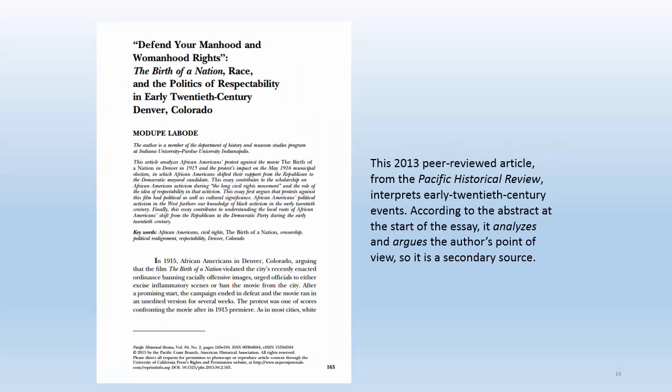Another peer-reviewed article here opens with an abstract in which the author summarizes her analysis and argument in this essay about events in 1916. Clearly, the author here is interpreting in 2013 events that occurred almost a century in the past, so this article, which relies on a mix of primary and secondary sources, is considered a secondary source.